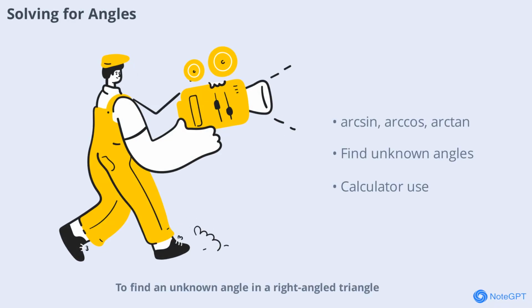To find an unknown angle in a right-angled triangle, use the inverse trigonometric functions on your calculator. For example, if you know the opposite and hypotenuse, use arcsine. If you know the adjacent and hypotenuse, use arccosine. And if you know the opposite and adjacent, use arctangent. These tools make it easy to solve for any angle quickly and accurately.